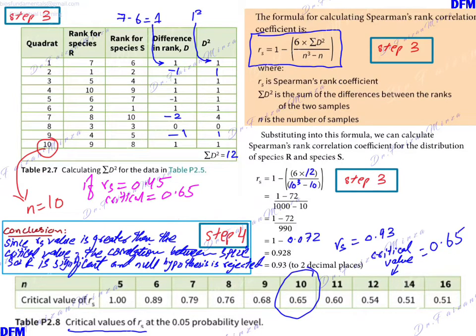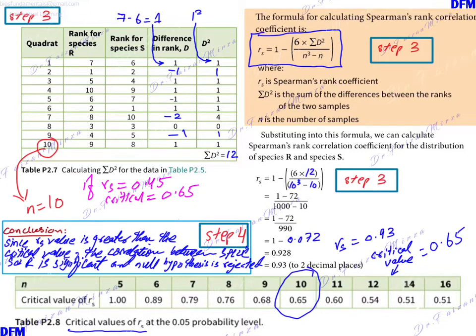This is the same thing that we do in the chi-square test as well. The same thing we do in the t-test as well. We compare our value, the calculated statistical value, with the critical value. In this case, we know that the RS value 0.93 is greater than the critical value 0.65. If the calculated value is greater than the critical value, then the correlation is actually significant, because there is a significant correlation.